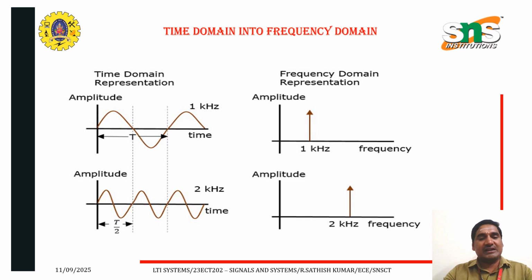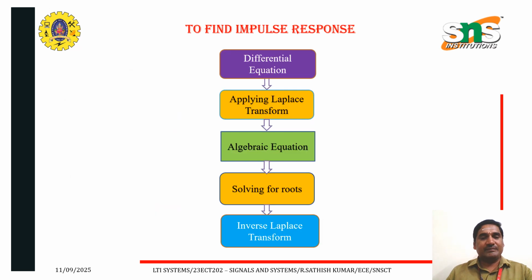It can be represented in terms of 1 kilohertz. The complete sine wave can be divided into 2. We can get it as a cycle T by 2. When we convert it to the frequency domain, we can get 2 kilohertz with respect to amplitude and frequency.